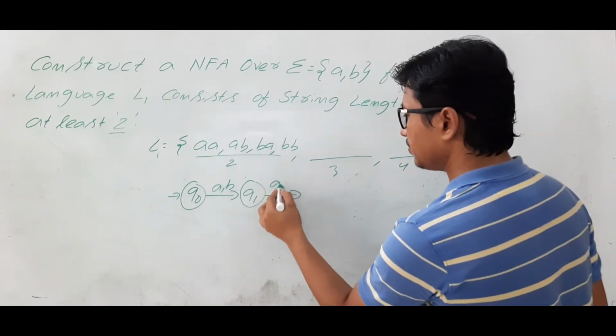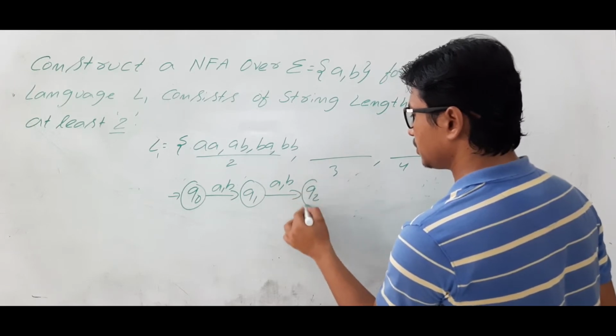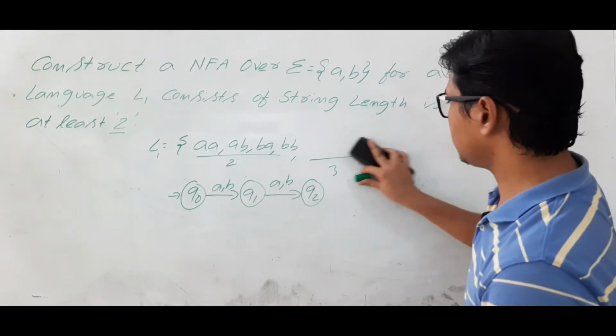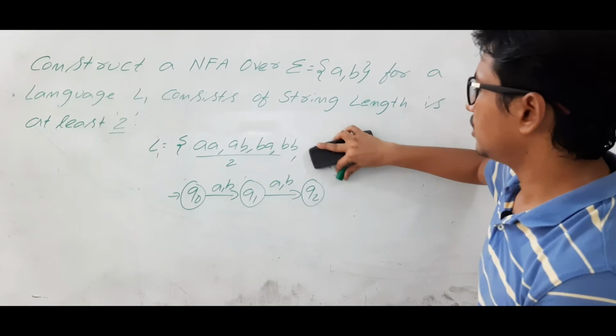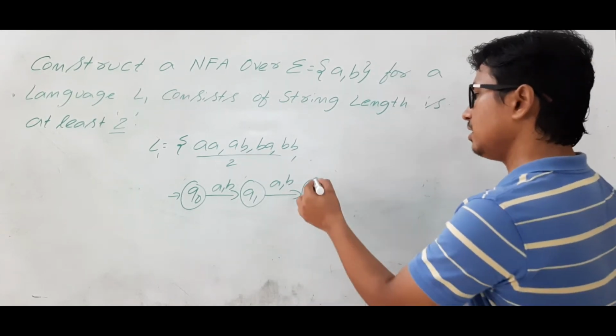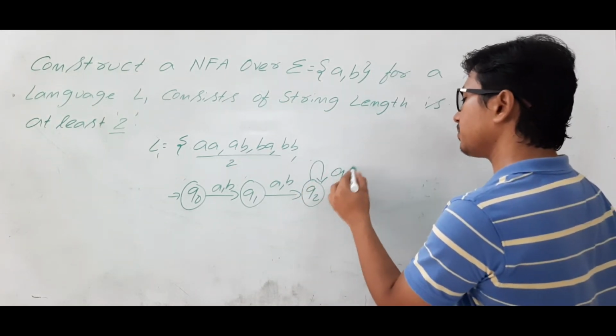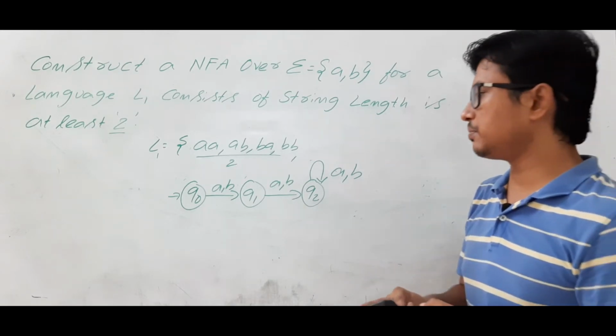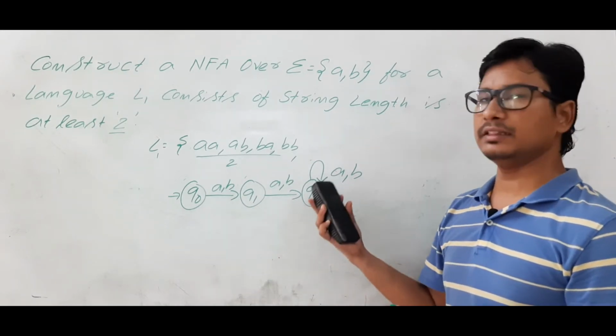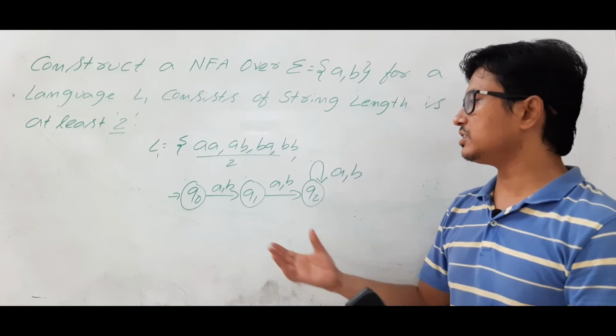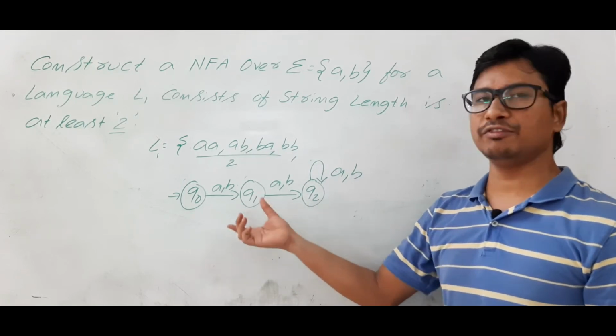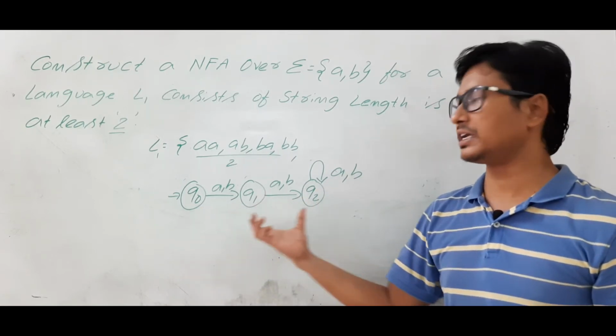Q1 on A and B, I will go to state Q2. Now it is accepting strings of length 2, but I should accept more than 2 also. I will represent it like this. So it is accepting strings of length 2, length 3, all these. For this question, the NFA and DFA will be the same. If you have a doubt, you can construct the DFA.